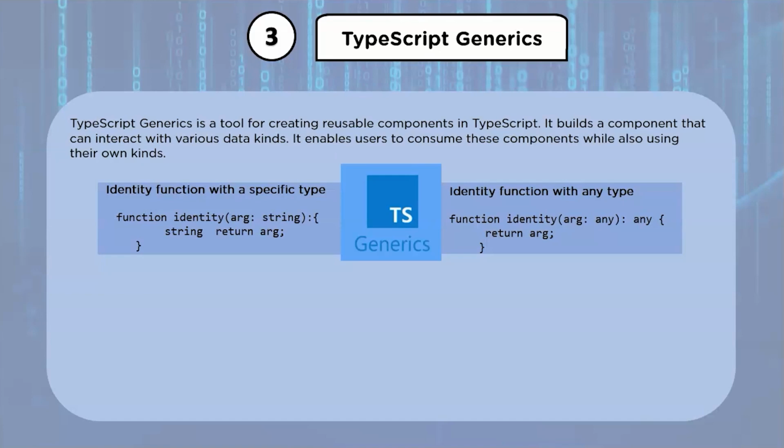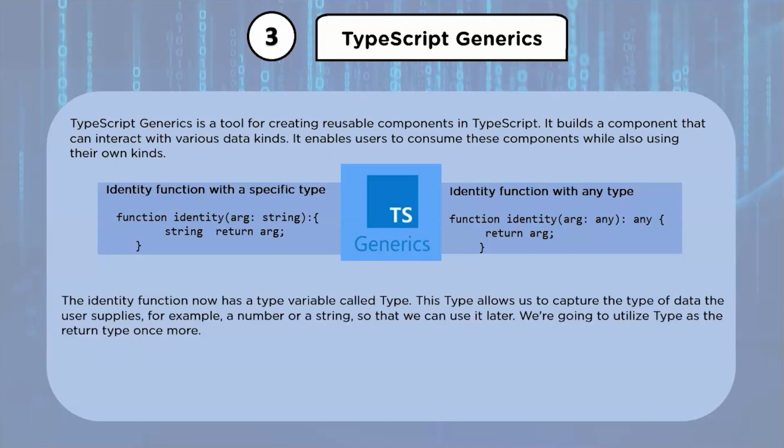So for that, we need a means to capture the argument type in such a way that we can use it to signify what is being returned as well. We will utilize a type variable here, which is a form of variable that deals with types rather than values. The identity function now has a type variable called Type. This type allows you to capture the type of data the user supplies, for example, a number or a string, so that you can use it later. You are going to utilize Type as the return type once more.